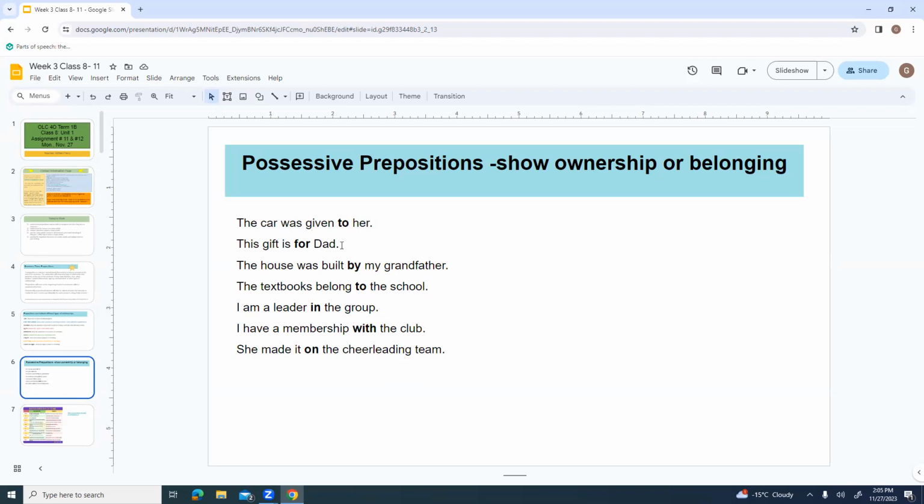This gift is dad? No, the gift is for dad. So it's showing that relationship of ownership or that it belongs, right? Like the group is, this leader doesn't own the group, but they belong in the group, right? You have a membership with the club. You don't own it necessarily.